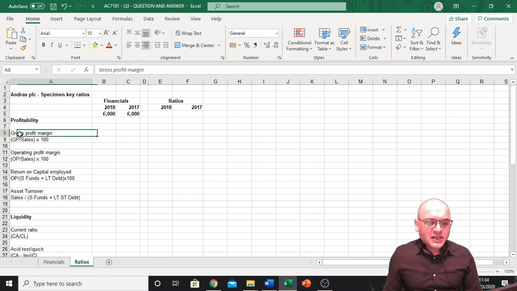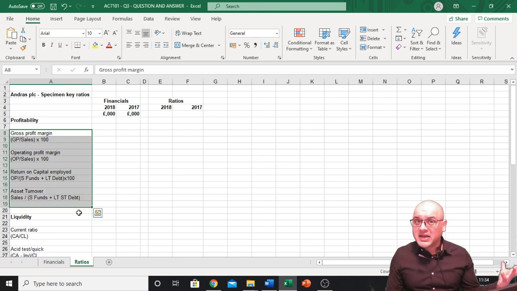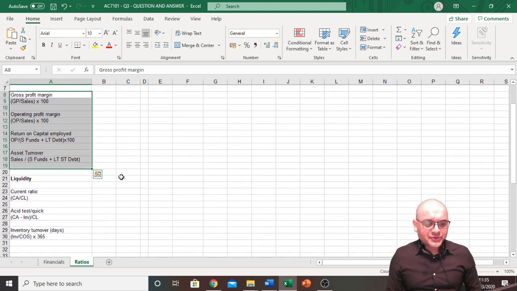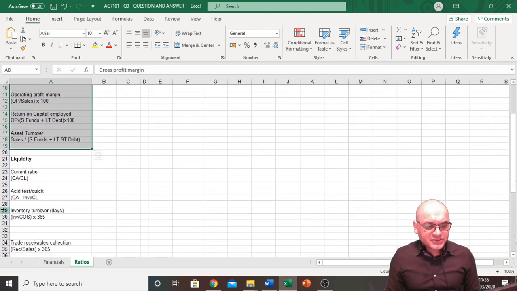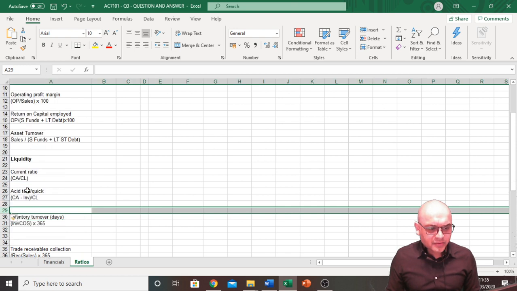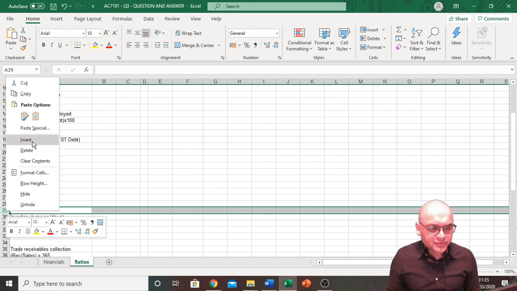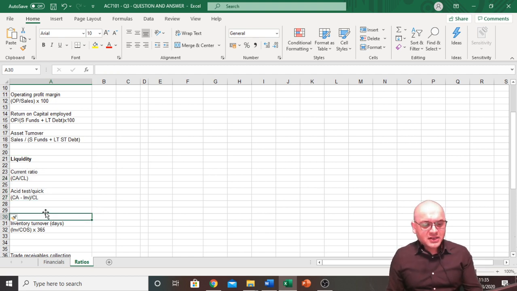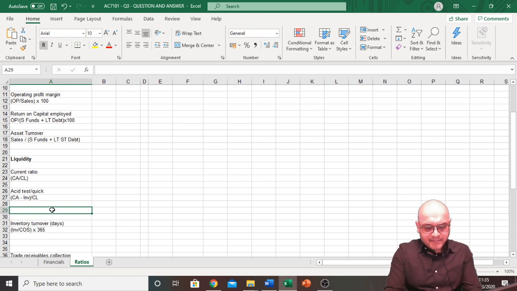Now for profitability, I'm using 4 ratios. There could be many more ratios apart from this, but I'm using these 4 fundamental ratios, which include gross profit margin, operating profit margin, return on capital employed, and asset turnover. We'll be discussing those ratios as we go through. Then for liquidity, I'm just going to add two rows. So in liquidity, we will be calculating 2 important ratios, current ratio and acid test ratio, which tells us company's cash position.